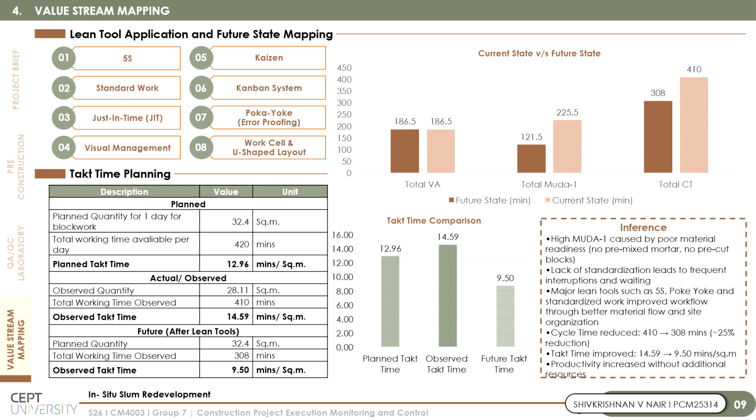To improve the workflows, several lean construction tools were proposed and implemented. The lean tools included 5S, standard work procedures, just-in-time material delivery, visual management, Kaizen, Kanban systems, Poka-yoke error proofing, and improved work cell layouts. Takt time analysis showed that the planned takt time was approximately 12.96 minutes per square meter, whereas the observed takt time was 14.59 minutes per square meter, indicating lower productivity than planned.